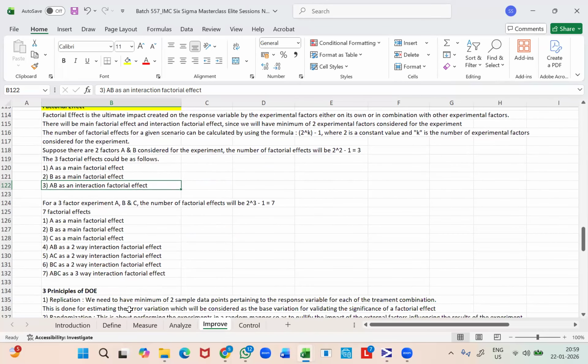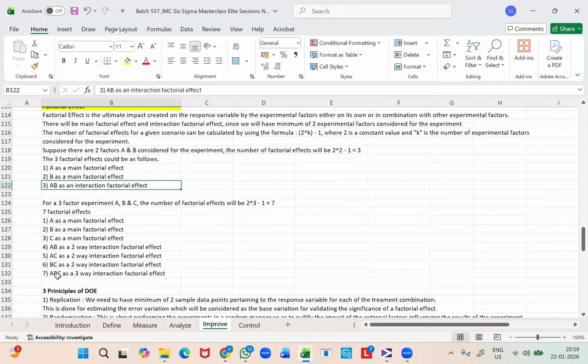Suppose we have three factors A, B, and C considered for the experiment, then how many factorial effects will we have that we can validate for significance? So it will be 2 to the power of 3 minus 1. 2 to the power of 3 will be 8. 8 minus 1, it will be 7. So we will have 7 factorial effects applicable for this three-factor experimental scenario, right?